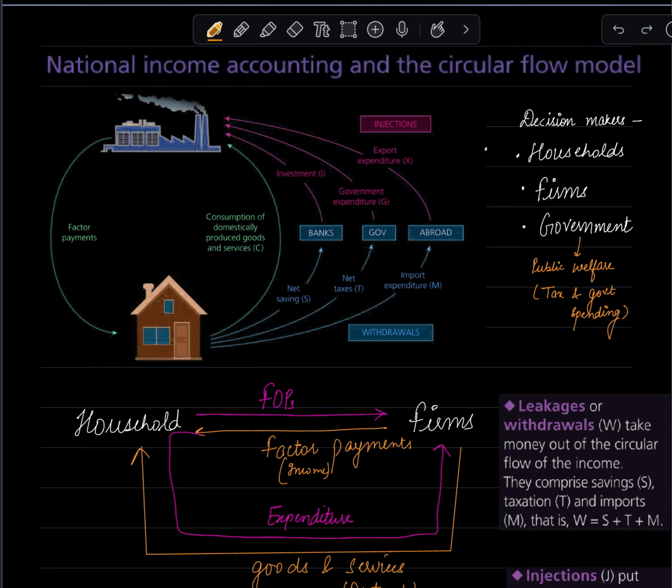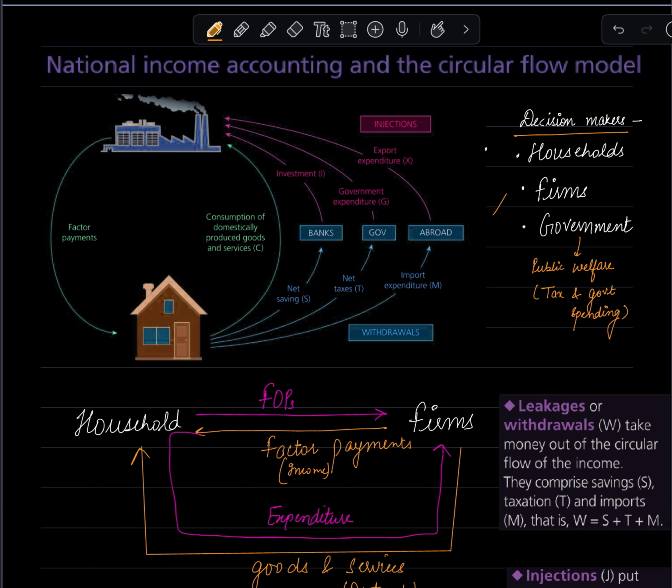Today we are going to study the next part of the first chapter of macroeconomics. The topic that we are going to discuss is national income accounting and the circular flow model. The circular flow model is that macroeconomic model which tells about the level of economic activity and national income, considering different decision makers. Decision makers include households, firms, and government.